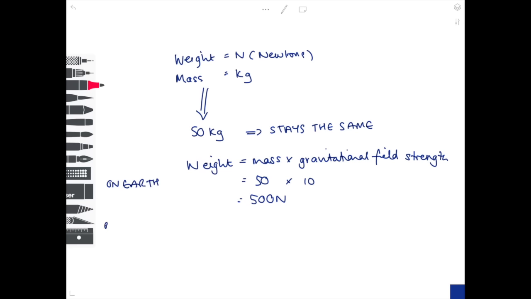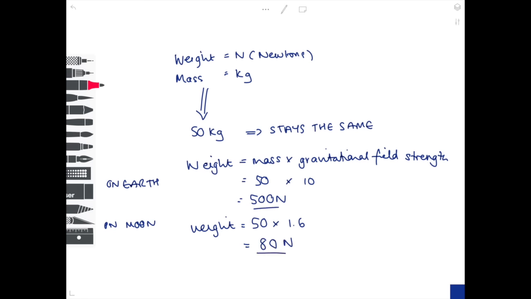However, on the Moon, if we do the same calculation, we find that although your mass is still 50, your gravitational field strength is hugely reduced on the Moon to, in fact, only 1.6, meaning that your weight on the Moon is only 80 newtons. So this is a huge change.